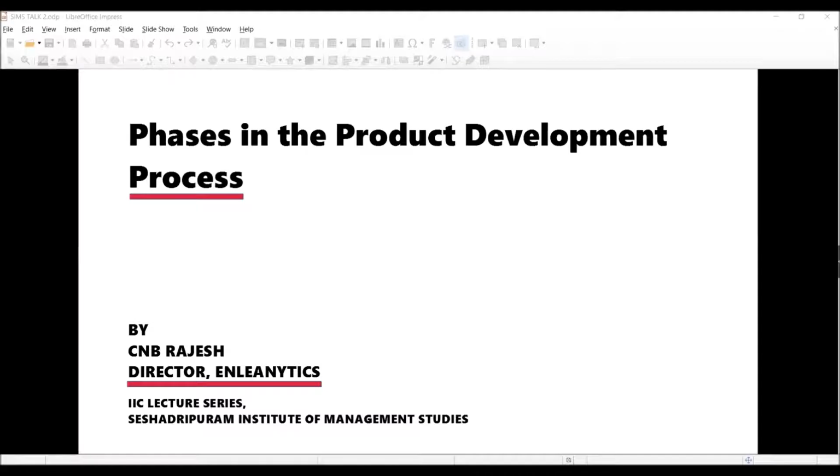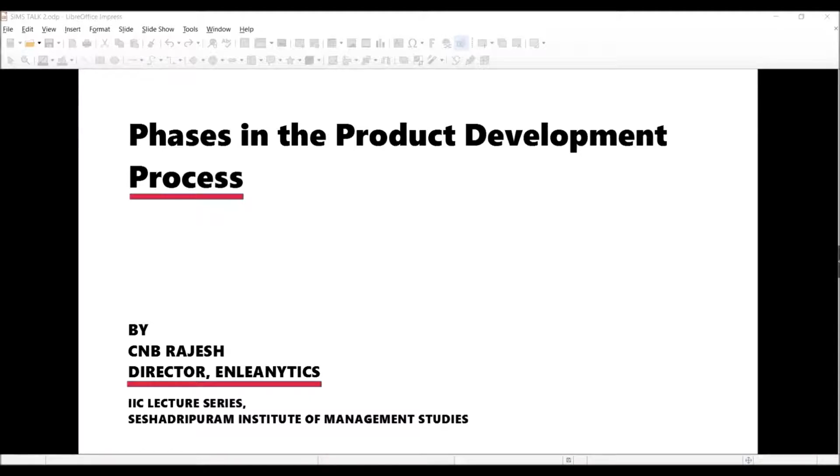Then I have 2 examples which I will discuss so that we understand the phases in detail and in a manner that will allow us to practically apply the phases if we want to develop new products ourselves. A lot of times people think that new product development is very complicated and it is only for a few people and so on.